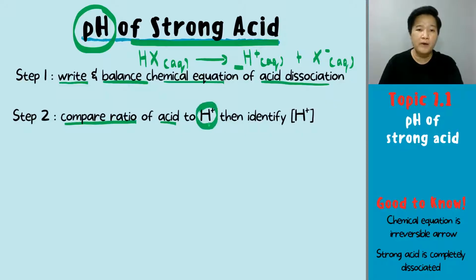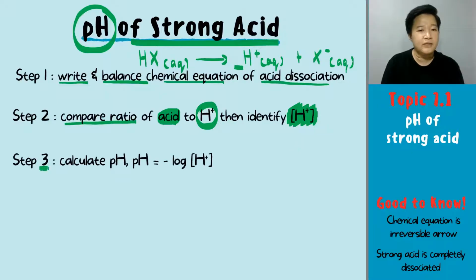Why are we comparing it to the H+? Because it's an acid, so the H+ will definitely be produced. And in this second step, we actually want to identify the concentration of the H+ that we produce in the strong acid. While in step 3, we can calculate the pH value.